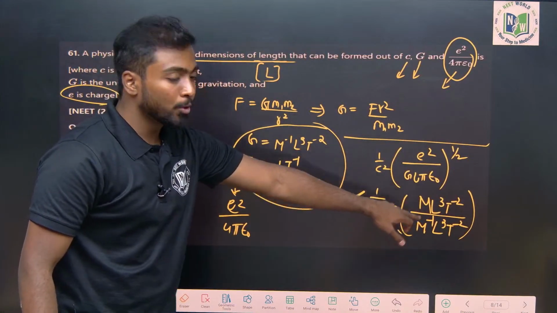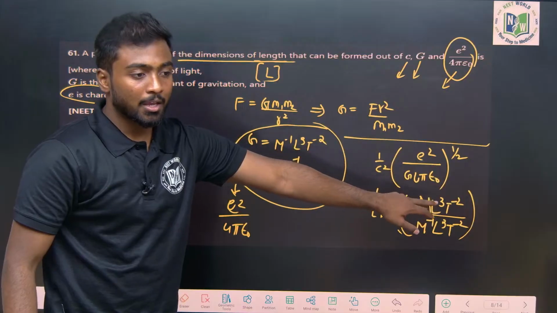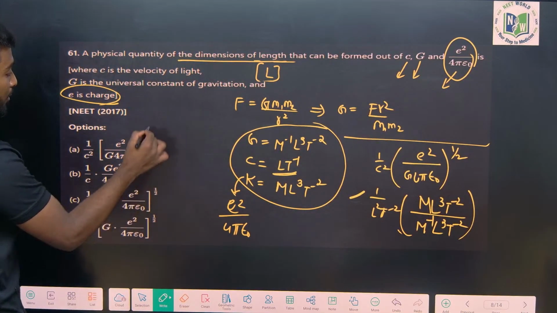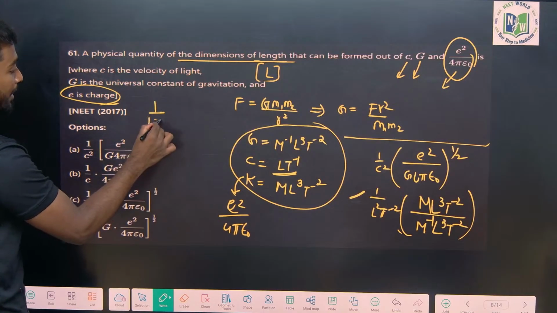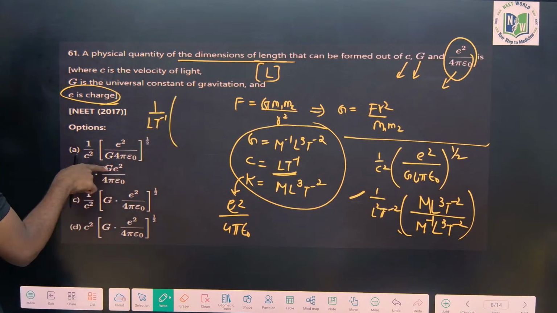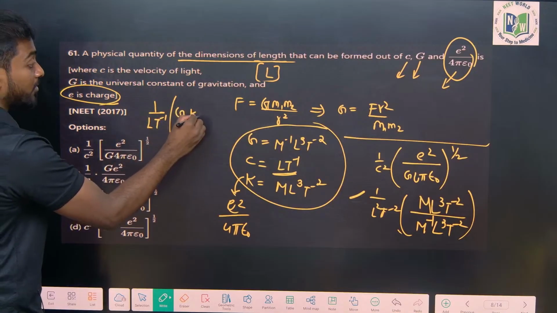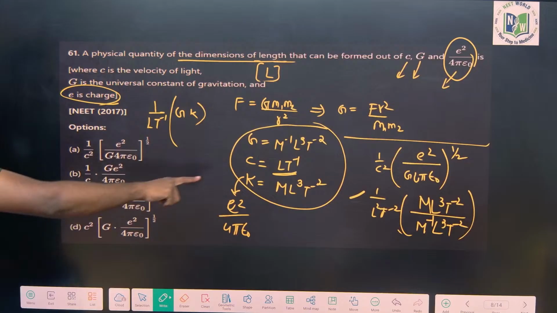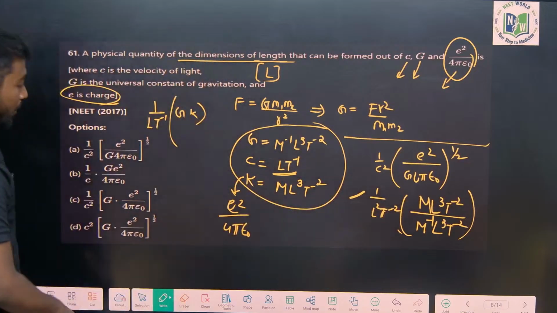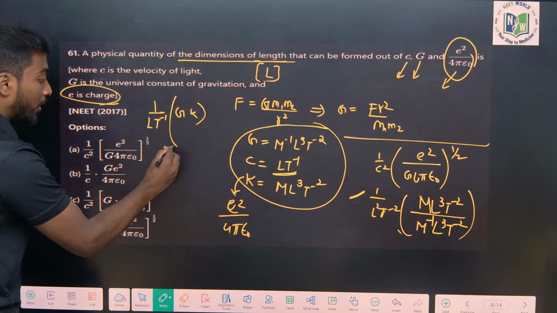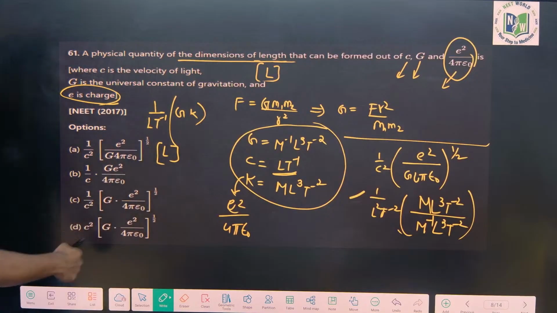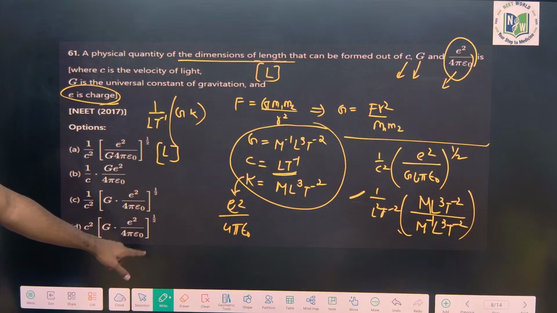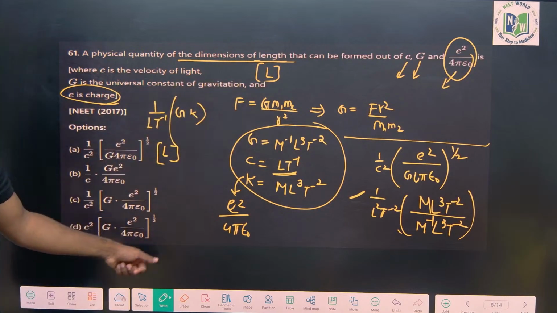So if you substitute, you should get L. If you are not getting it, go for the second option. Again for the second option, what should I do? 1 by L T power minus 1 into G into K. It is G into K, not K by G, so I need to multiply now. If I am not getting L as the last value, go for the third option. So I need to check every option. If I get L, that is the correct option.